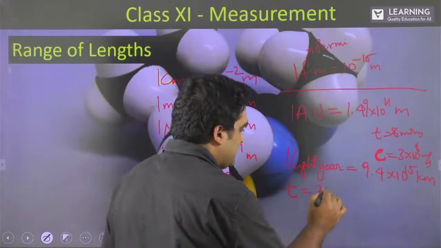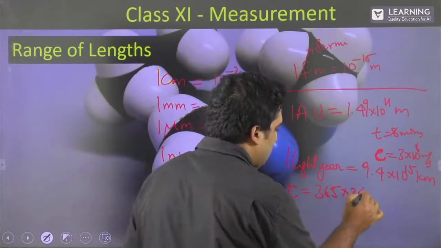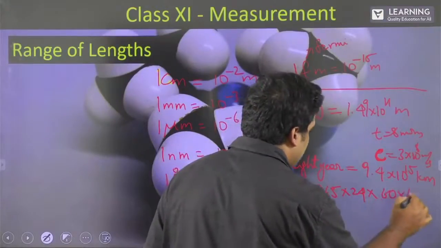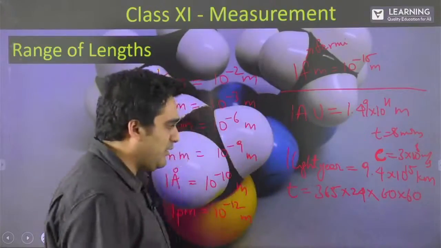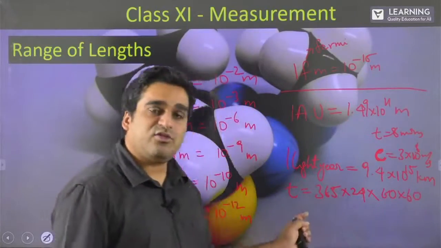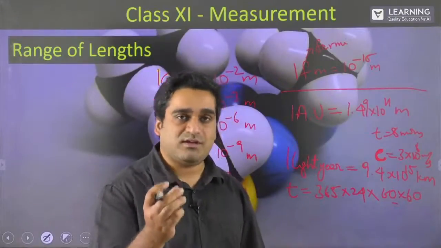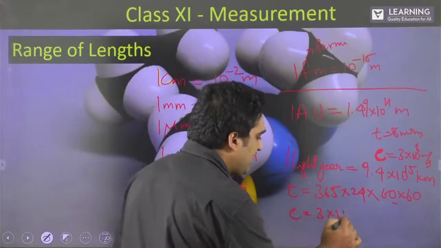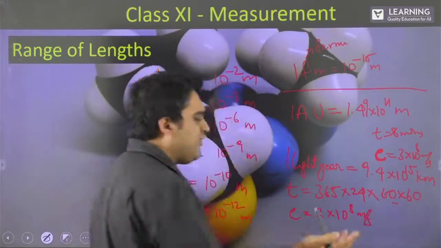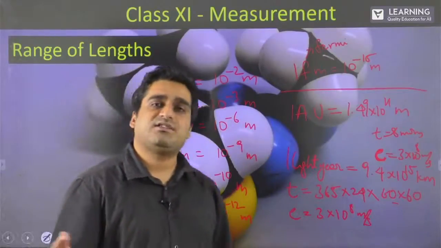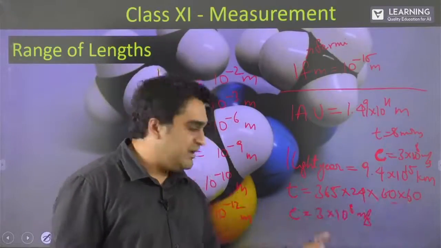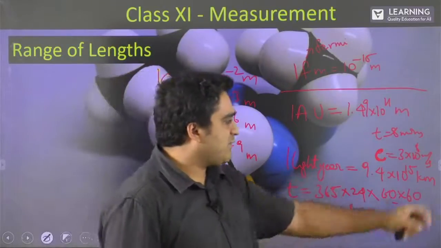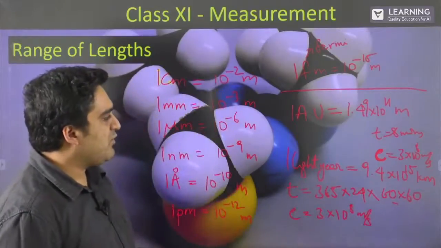1 year consists of 365 days. 1 day consists of 24 hours. And 1 hour consists of 60 minutes and then 60 seconds. By multiplying this, you get total number of seconds in a given year. Also, the speed of light is a constant, which is 3 into 10 raised to 8 meter per second. Use the same formula where the speed is equal to distance by time. Time you know, speed of light you know. Find what is the distance, and you will find it's approximately the same, which is 9.4 into 10 raised to 15.